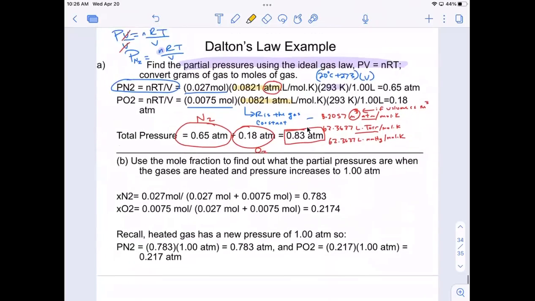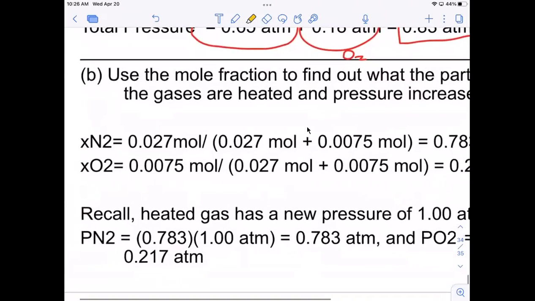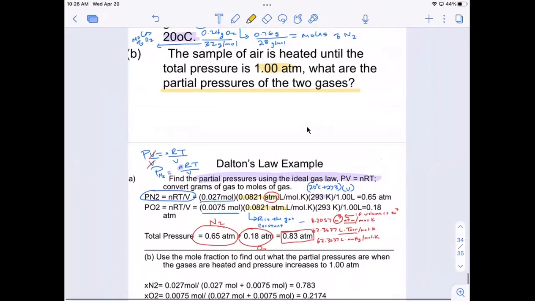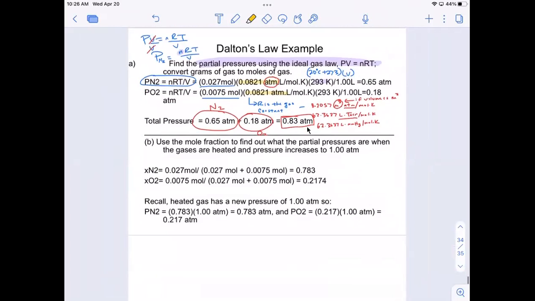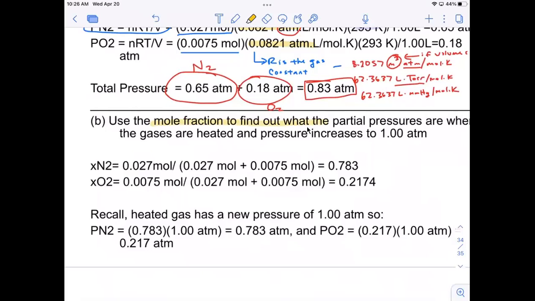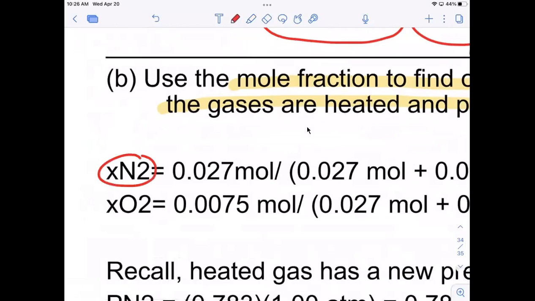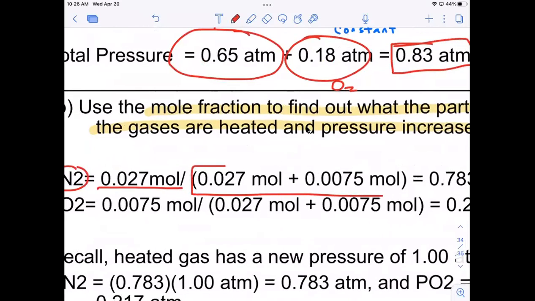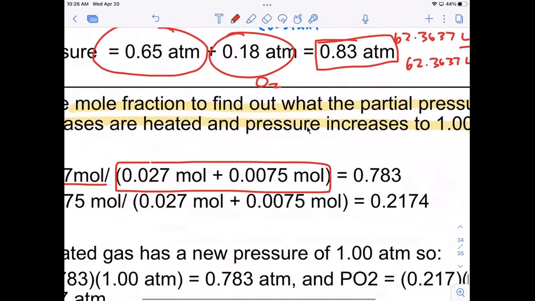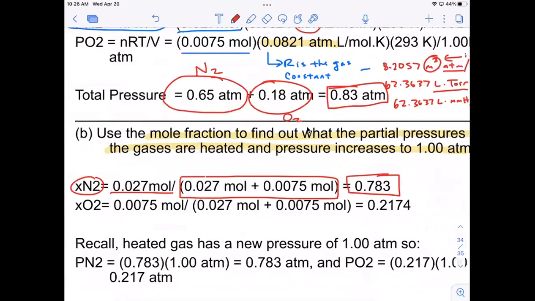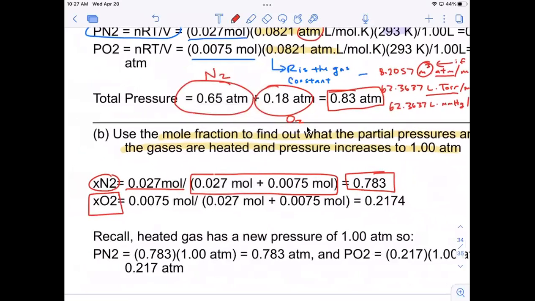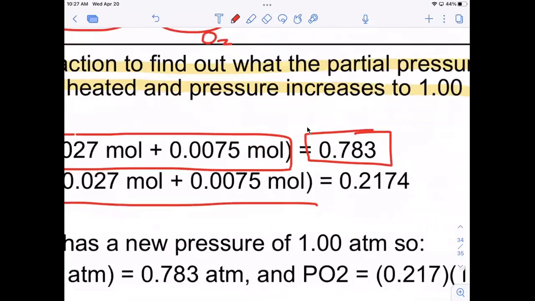So let's look at it. All right, so it's part B of this example. So this sample is heated. Right here, it says to use the mole fraction to find out what the partial pressures of the gases are that are heated to 1 atmosphere. So remember, the mole fraction XN2 is the moles of N2 divided by the total number of moles, and that is 0.783. And then the mole fraction of oxygen is the moles of oxygen divided by the total number of moles. So again, a mole fraction is like a percentage, right?